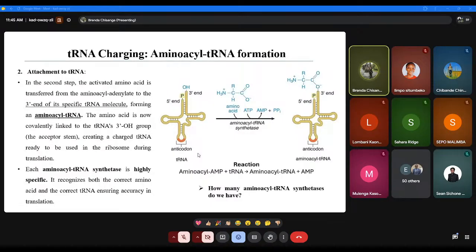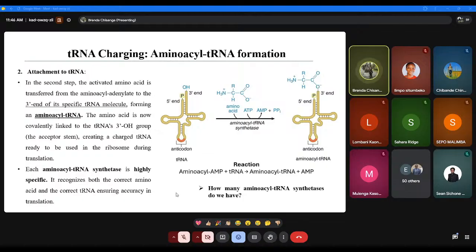So if there's only one amino acid tRNA synthetase, how is it going to select all those 20 amino acids? Because I think it can make a mistake. I don't know if you're thinking along those lines.